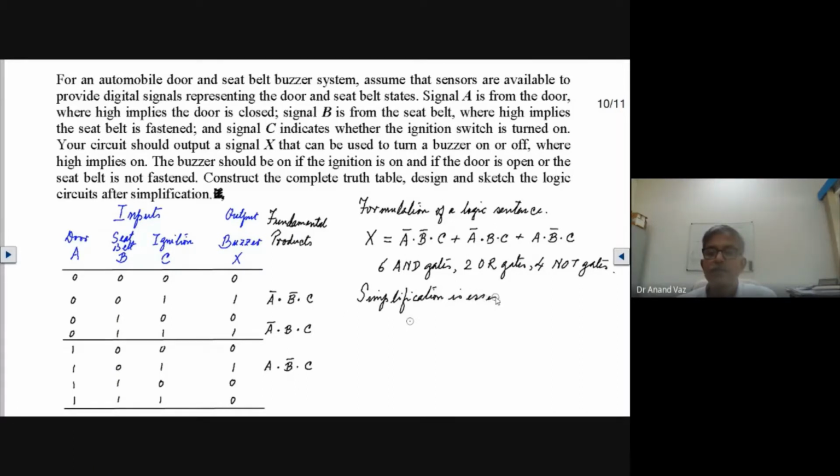And you can use the identities which we have learned so far. So you can apply those laws to this, and I'm sure you all will be able to simplify this very nicely. So simplification is essential to reduce the number of Boolean operations.